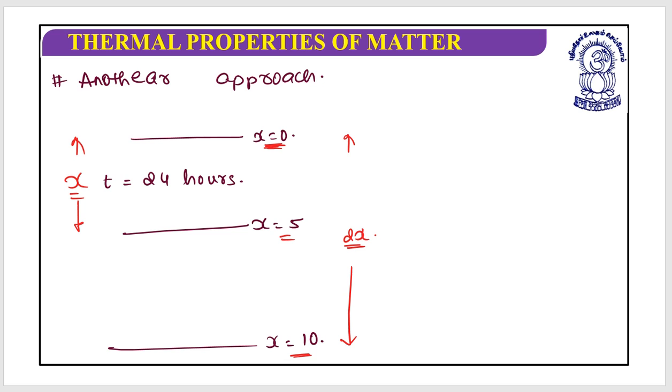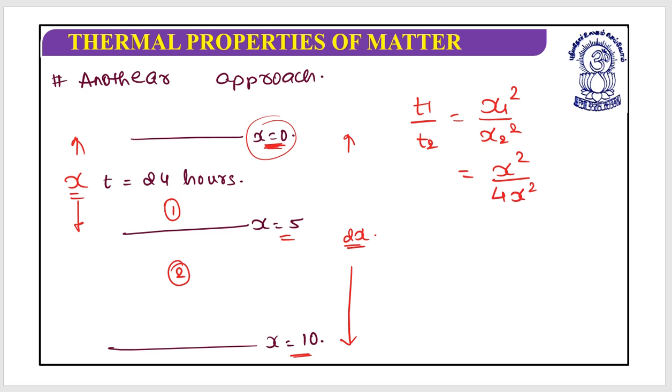So what I can understand is that let's call this the first segment, and this the second segment. This is t1 is to t2, and I'm going to write the final option because initially in both sections x equals to 0. So this is x1 square divided by x2 square, so this is x square divided by 4x square, which equals 1 by 4. And T1 is 24 hours divided by T2, so this T2 would be equal to 96 hours.